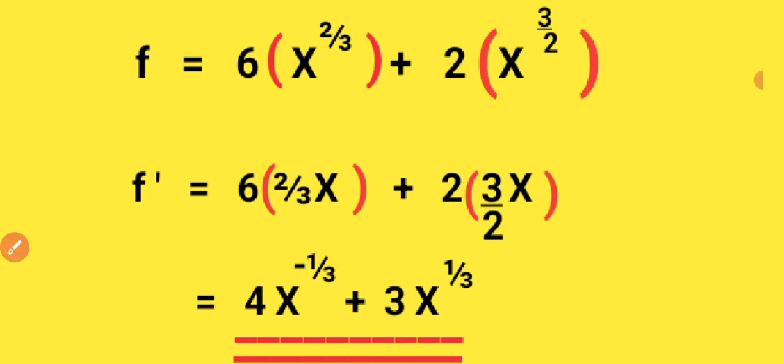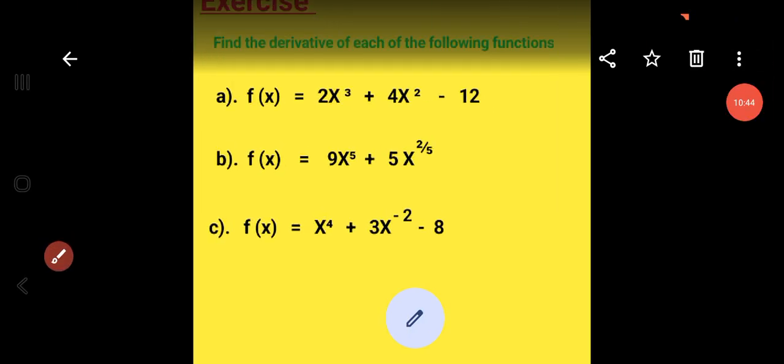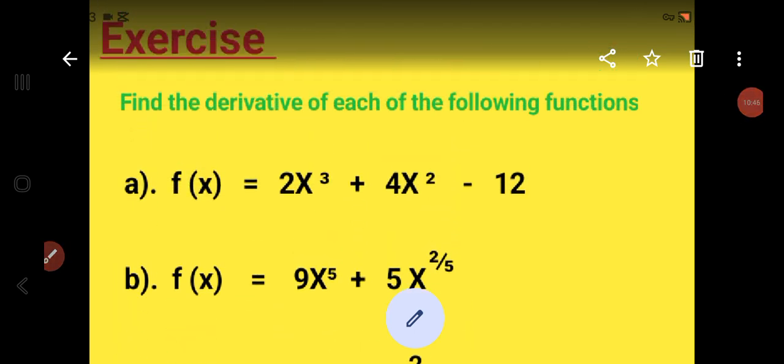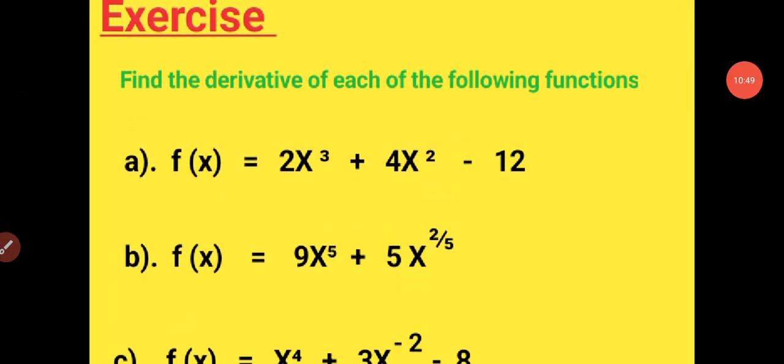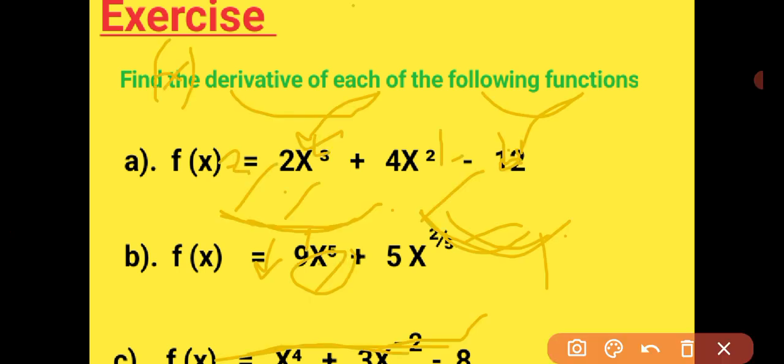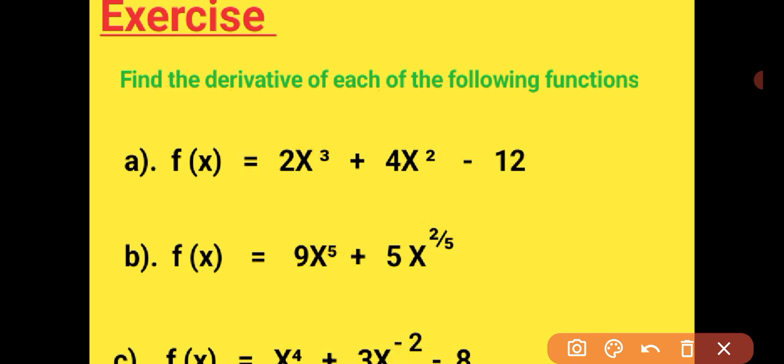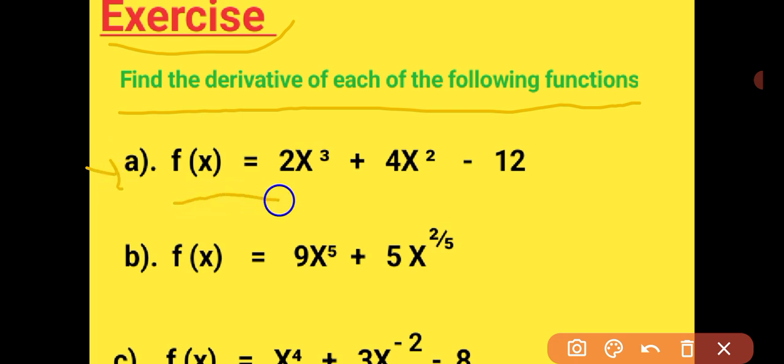So now let us go ahead and see the exercise. When we are dealing with the exercise, we have some few numbers here that you need to try, and send me the answers in the comment. So in our exercise, the instruction says, find the derivative of each of the following functions. The part A, we have f of x, which is the same as 2x cubed plus 4x squared, then minus 12. This one you can just do from your brain, then you just write the answer.